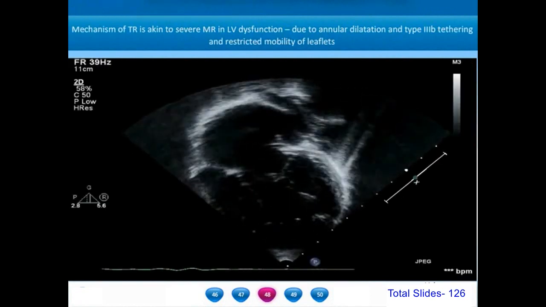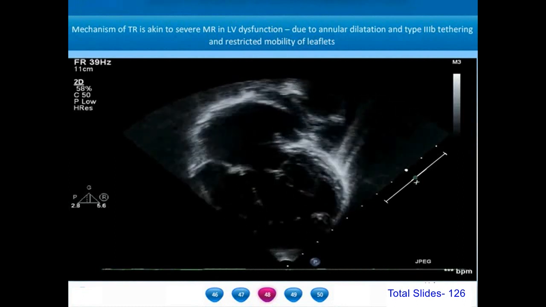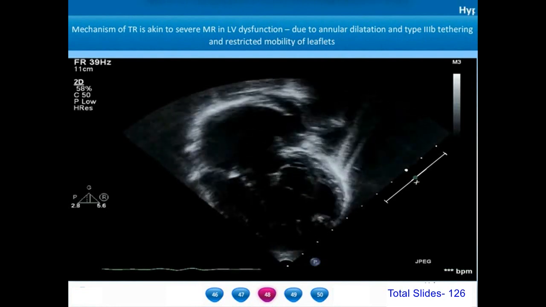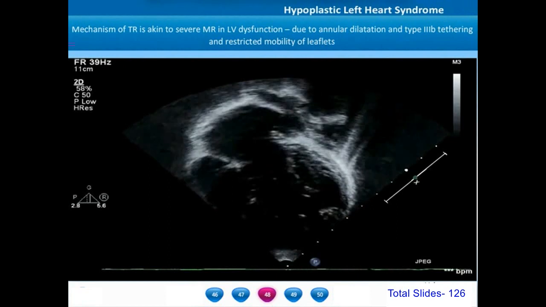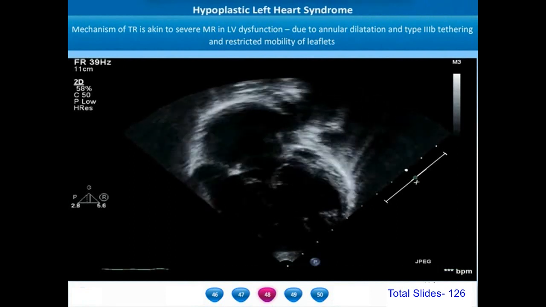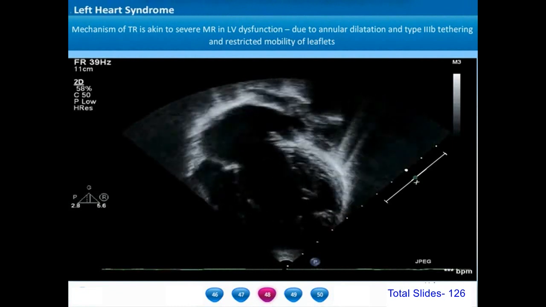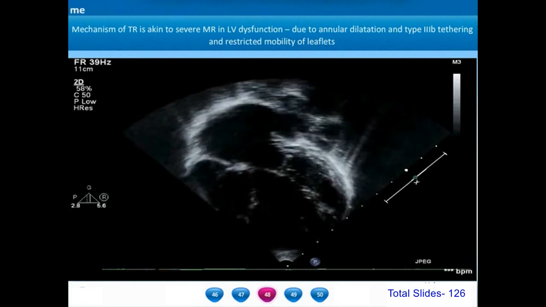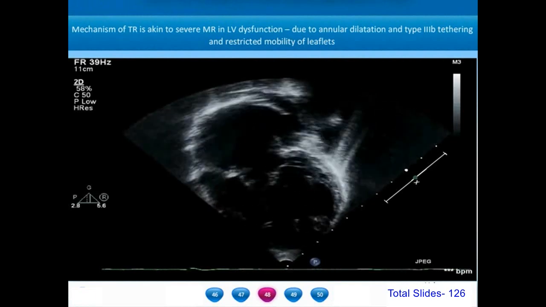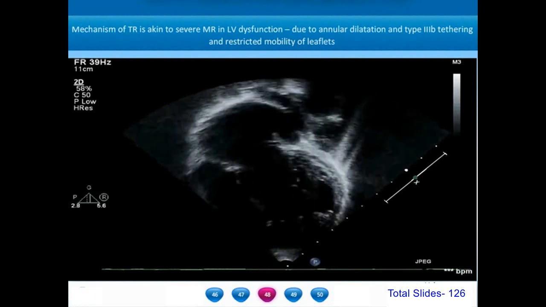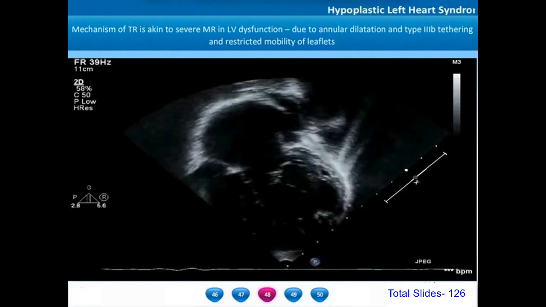The mechanism of tricuspid regurgitation is very similar to mitral regurgitation that happens in dilated cardiomyopathy with severe left ventricular systolic dysfunction. In the initial stages, it is due to tricuspid valve annular dilatation, but later, as the right ventricle becomes dilated more and more, the leaflets get tethered and there is a restricted mobility, similar to Carpentier type 3B dysmobility of the mitral valve leaflets.